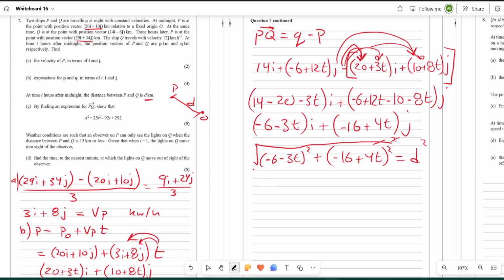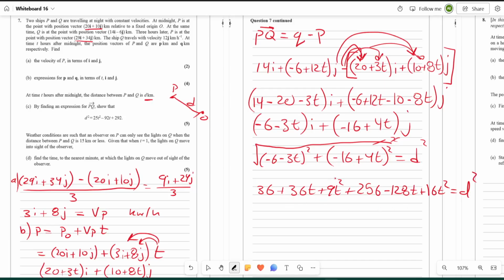Expanding a binomial like this, I like to do it this way. The first term squared, so -6 squared is 36. First term times second term, so positive 18t times 2 is positive 36t. And then the last term squared is going to be plus 9t squared. Then plus 16 squared is 256. And then first times second, so -16 times 4t times 2, that's going to give me -128t. And then the last term squared, 4t squared is 16t squared. And all of that is equal to d squared.